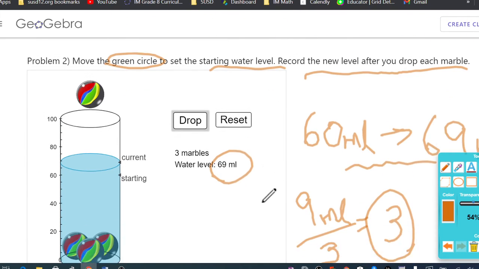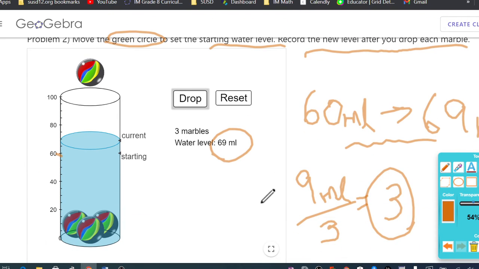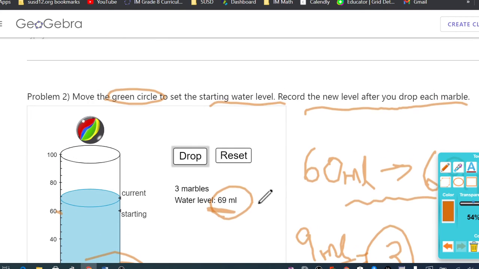You can just look at this here. Remember, I went from 60 to 69 after adding 3 marbles. So that's 3 milliliters of water per marble. Oh, wait, not 3 milliliters of water. I mean the water level rising 3 milliliters.